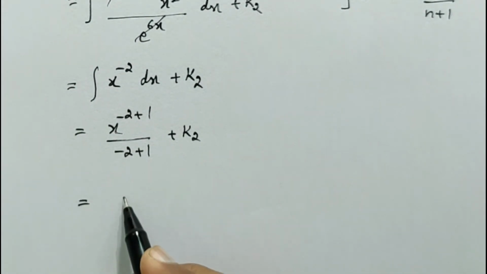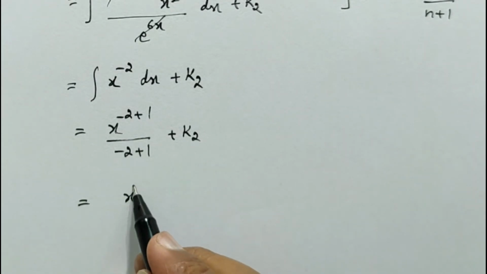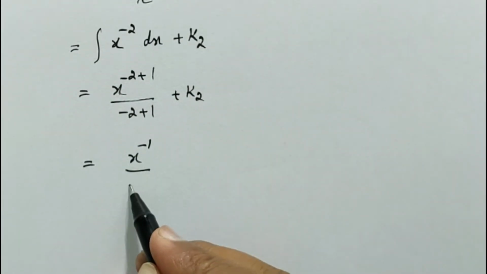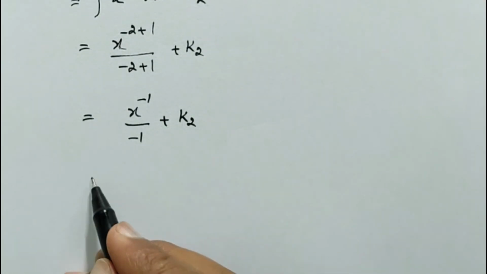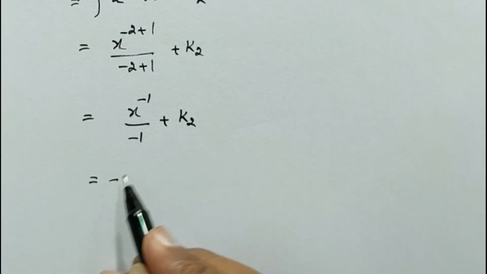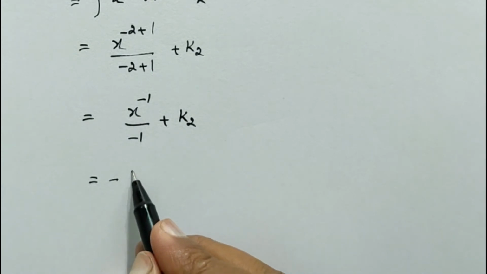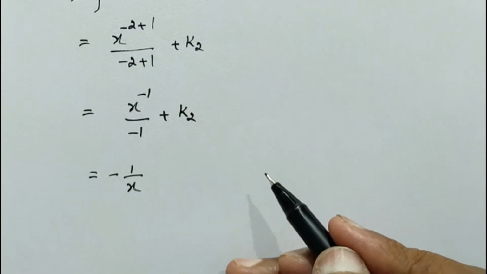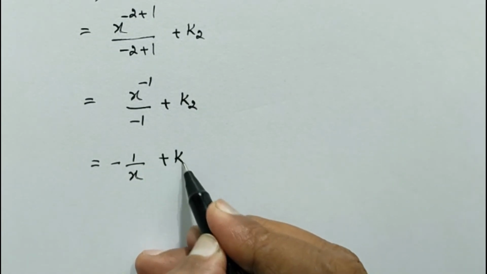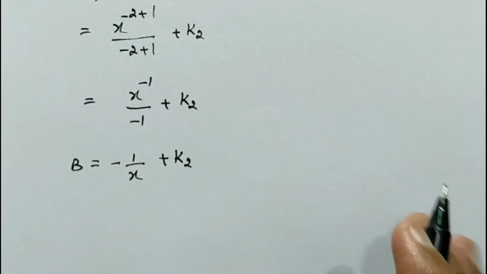So this is x power of minus 2 plus 1, which is minus 1, divided by minus 1, plus the constant k2. The minus sign will remain as it is. X power of minus 1 can be written as 1 by x. So it becomes minus 1 by x plus k2. So we got the value of b.